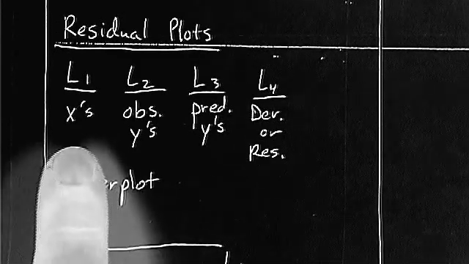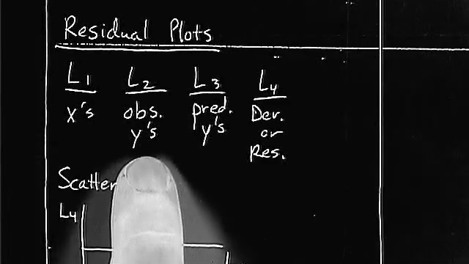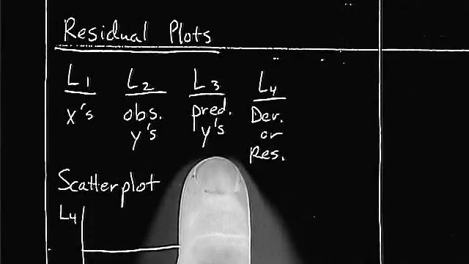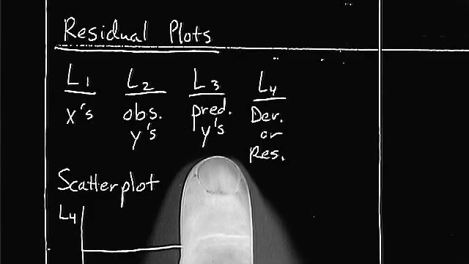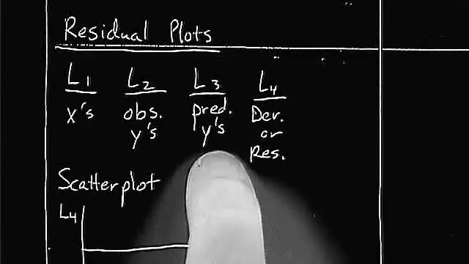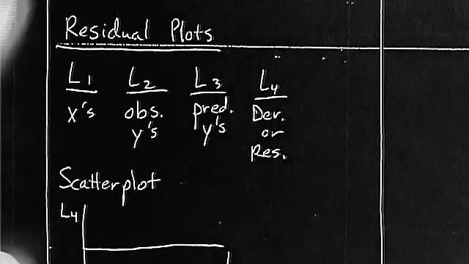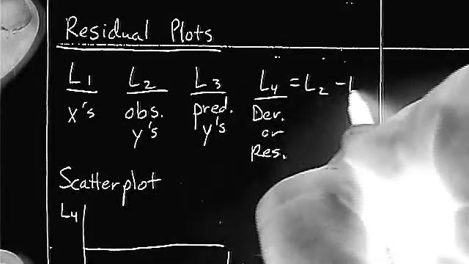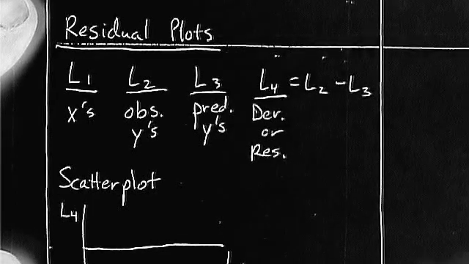Here's what we do. We know that we have the observed x values in list 1. We put the observed y values in list 2. Then we calculate the predicted y values based on whichever model we're using. For instance, are we using the linear model, the quadratic model, the exponential model? And then, of course, we find the deviations, and we talked about how we do that. Observed minus predicted, in this case, list 2 minus list 3. But it's the observed y values minus the predicted y values.